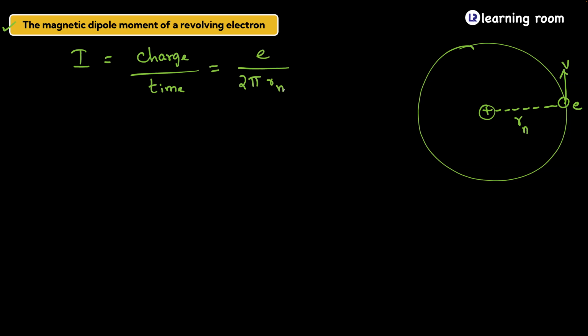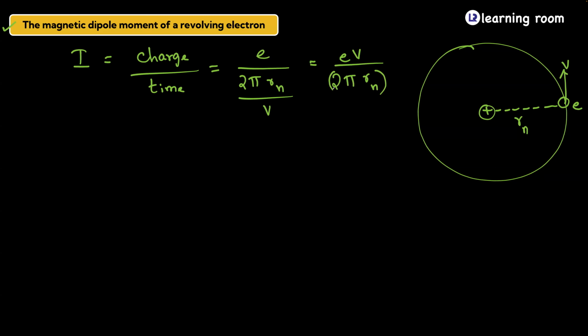Oh, sorry, 2 pi Rn divided by V. Distance by speed, right? So this will be E into V divided by 2 pi into Rn. N is a subscript. Okay, don't write it beside. It will become the orbit number. So R, below that you should write the n. Okay. So I hope I'm clear till this step.